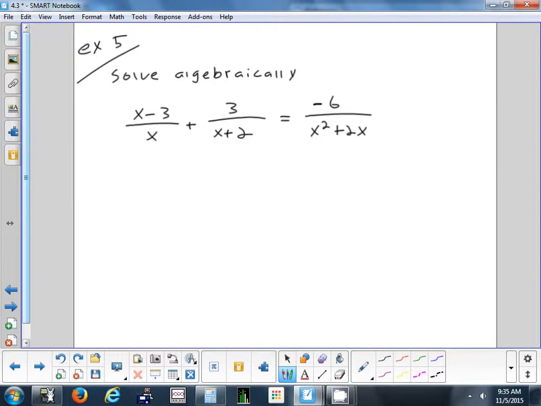Okay, so what would I multiply everything by here? Yep, I like x because that's going to get rid of this. And what else? And x plus 2 is going to get rid of it there. Okay, so here, x and x cancels. Here, x plus 2 and x plus 2. And what about on the right side? Both. Yeah, they both.